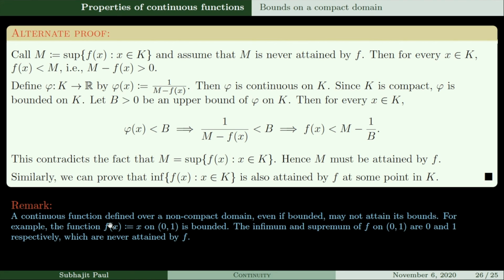Remark: a continuous function defined over a non-compact domain, even if bounded, may not attain its bounds. For example, the function f(x) equals x on the open interval (0, 1) is bounded. The infimum and supremum of f on (0, 1) are 0 and 1 respectively, of course, which are never attained by f.